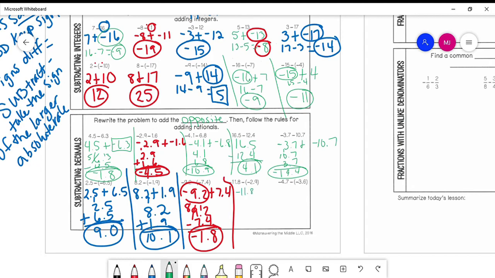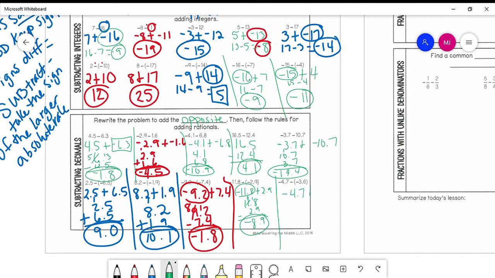Keep the first number, add the opposite. Signs are different, find the difference. Lining up those decimals. Can't take 9 from 8, borrow. This is bigger, this is negative, answer is negative. Think about it. You owe me $11.80. You pay me back $2.90. You still owe me $8.90.